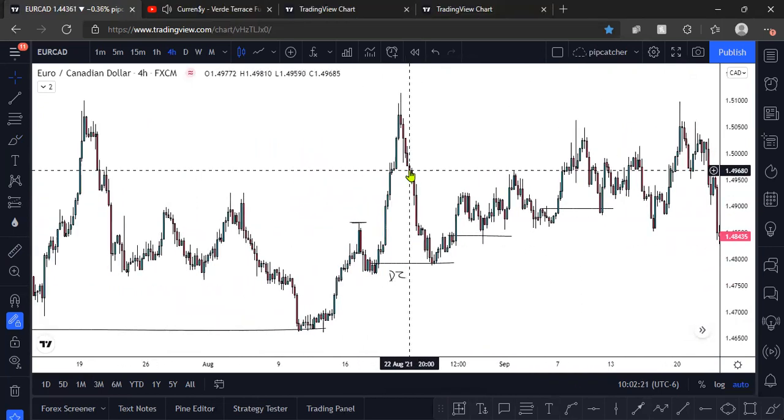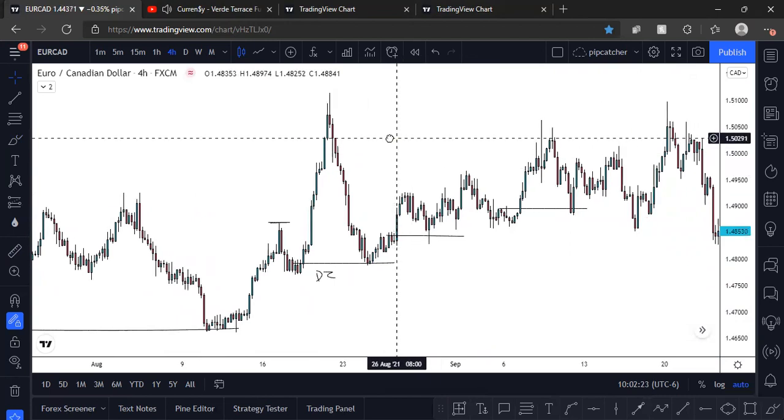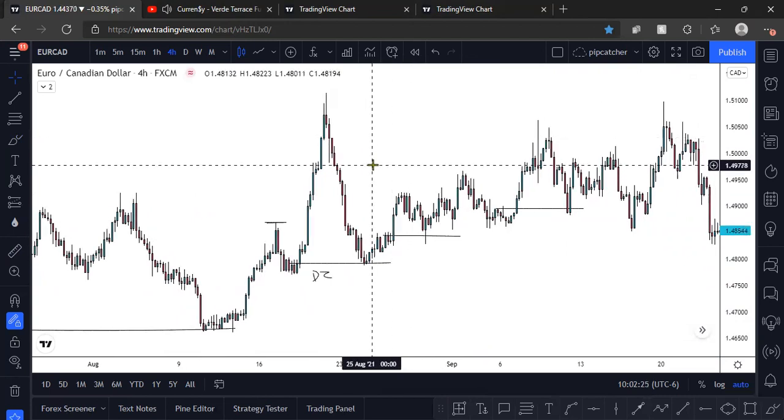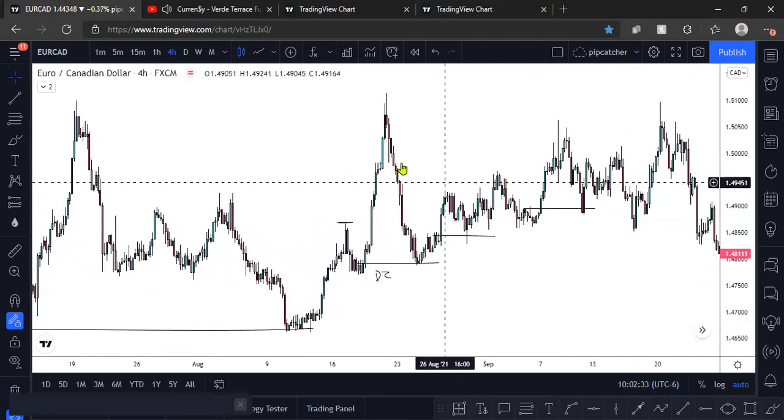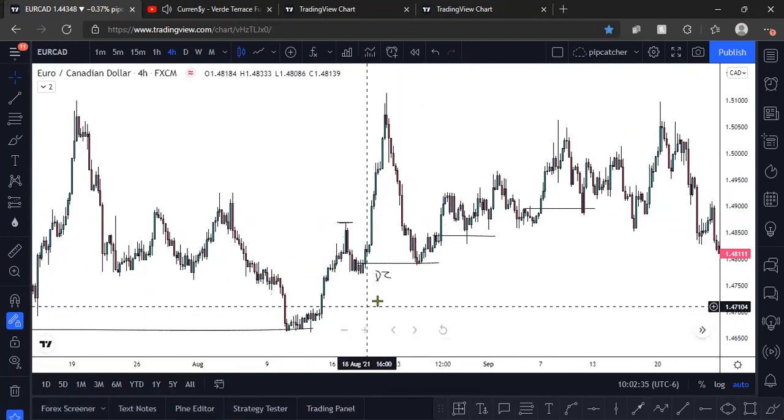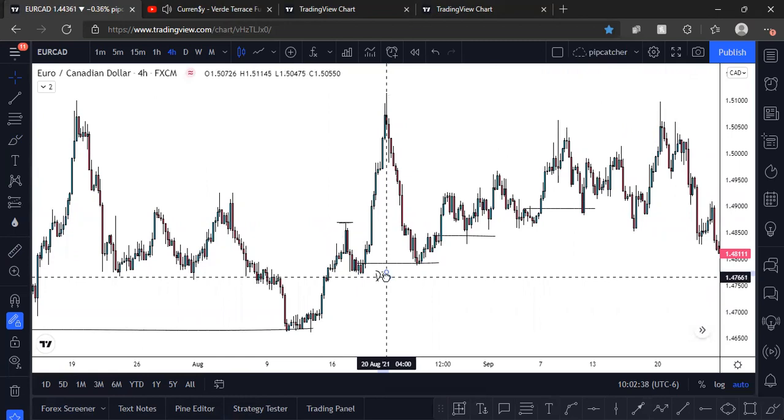Supply and demand can take a little studying and backtesting to train your eyes to understand it properly.